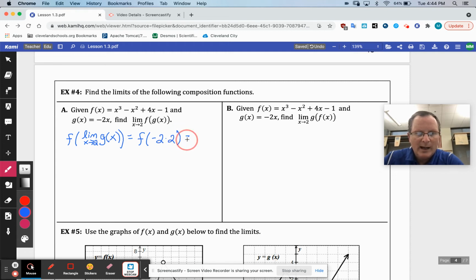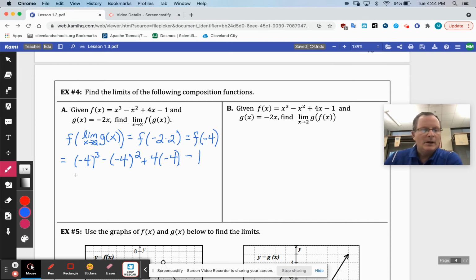So I need to find f of negative 4. Well, that equals, just substitute negative 4 up here. So I'll have negative 4 cubed minus negative 4 squared plus 4 times negative 4 minus 1.